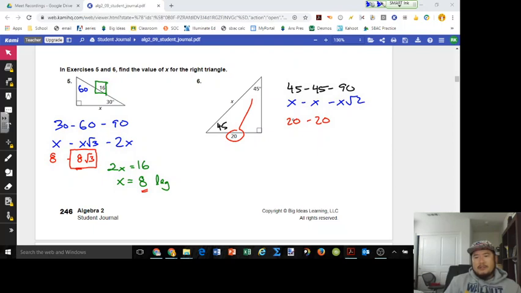So if the leg is 20, 20, our hypotenuse right here is going to be the leg times square root of 2, or 20 rad 2 right here. And then there's your answer, because they're asking what is this side, which is our hypotenuse. And there you go. 20 times rad 2, and there's your answer.